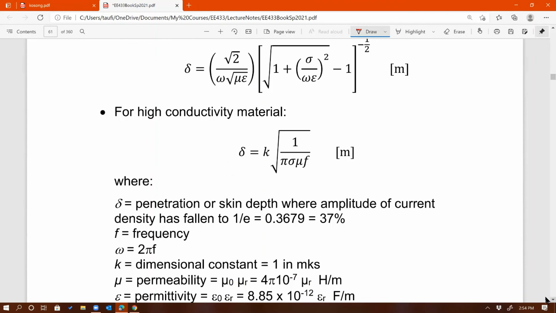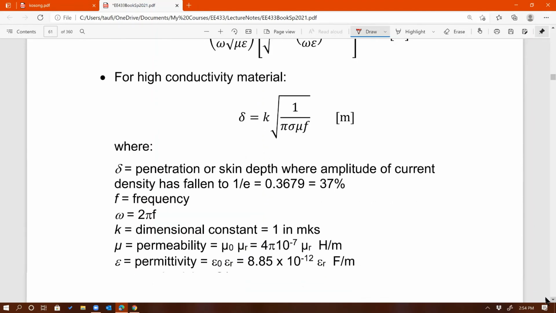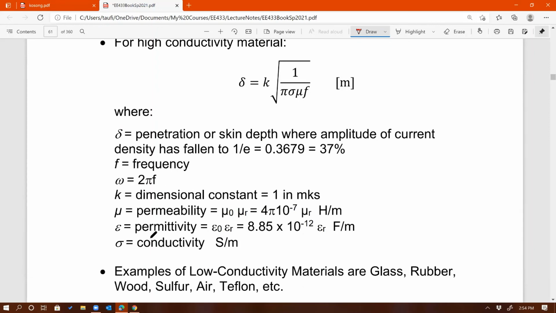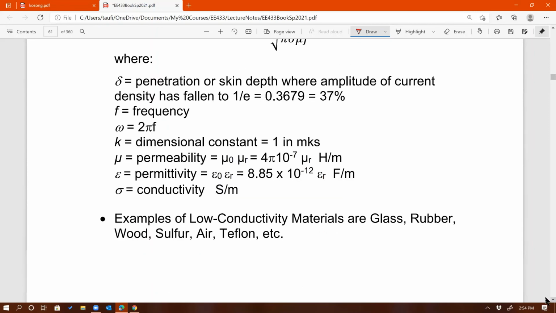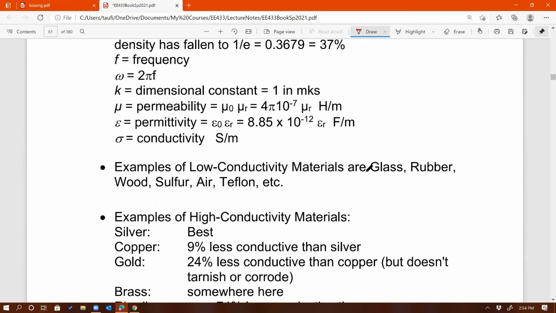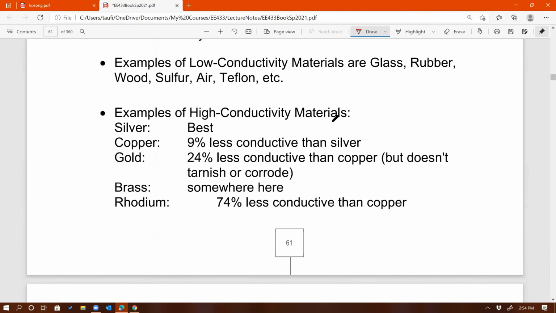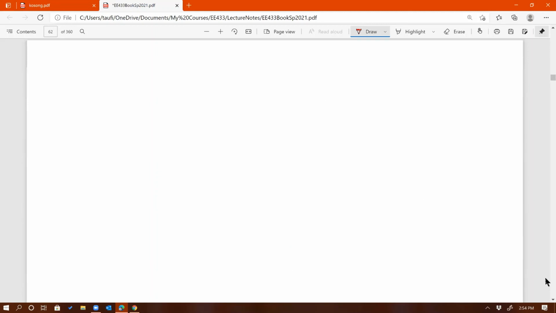Right? Is that what you call it, delta, or sigma? I don't know anymore now. Okay, just some constants. Examples of low conductivity materials are glass, rubber, wood, sulfur, air, Teflon. Examples of high conductivity materials are silver, that's the best, copper, 9% less conductive than silver, gold, 24% less conductive than copper but does not tarnish or corrode, brass, somewhere here, rhodium, 74% less conductive than copper, and so on and so forth.